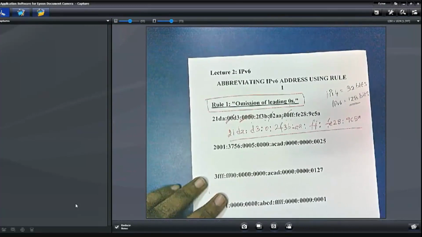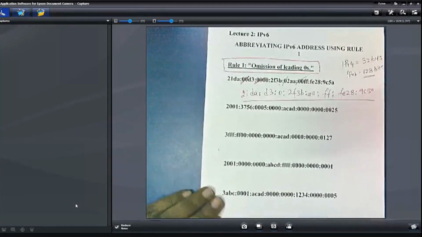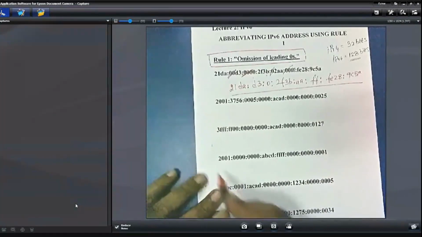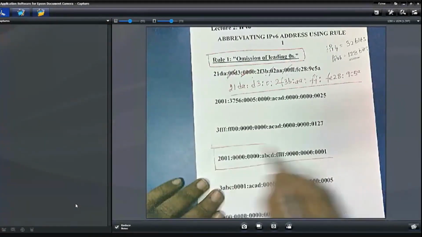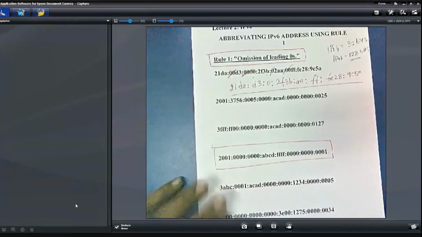After applying rule number 1. Now please take a paper and give me the answer for this. Write your answer in the comment box. Apply only rule number 1. Type your answer in the chat box. Apply rule number 1 and show me the answer.